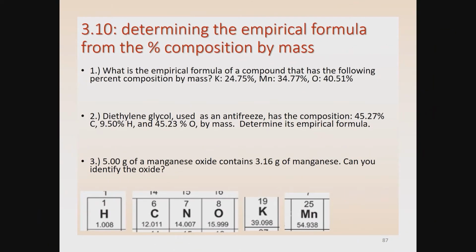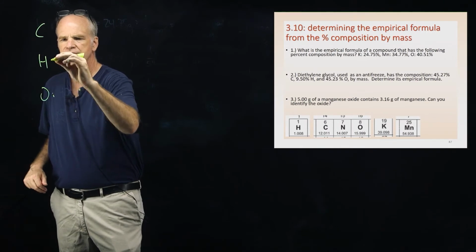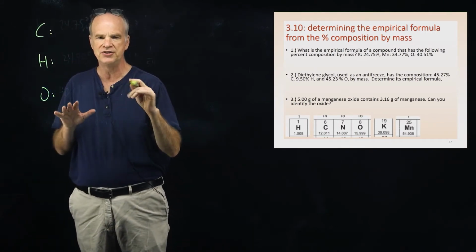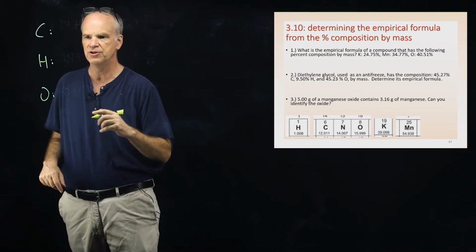The next problem: diethylene glycol used as antifreeze has a composition, and we have percentages for carbon, hydrogen, and oxygen, to determine the empirical formula. So let's try this. And what I'm going to do, just to conserve on room, is take the numbers for percentages and write grams beside them, because that's what you would do.